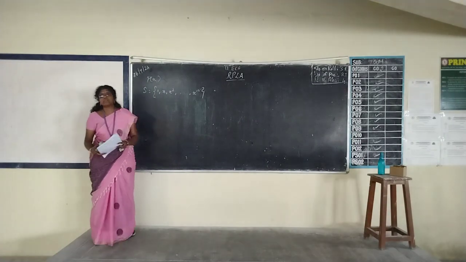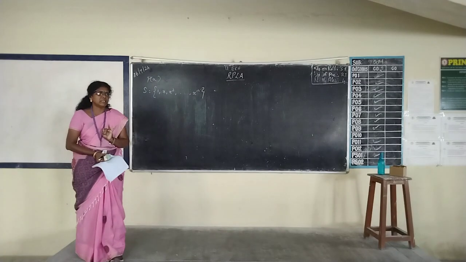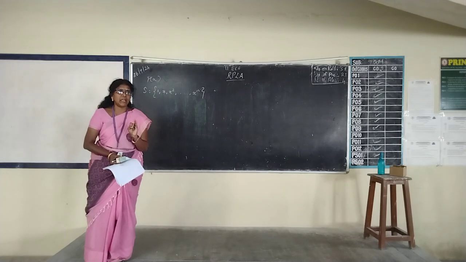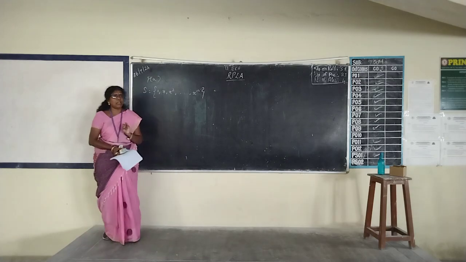So how is the vector space P of x defined? It is the set of all polynomials whose coefficients are real numbers. Now we have to check whether S is a basis or not. For a basis, what are the conditions? It should be linearly independent and it should be a linear span. If both these conditions are satisfied, then we can say that it is a basis.